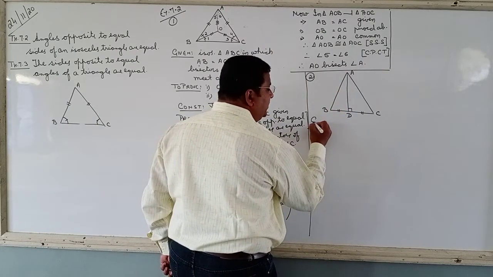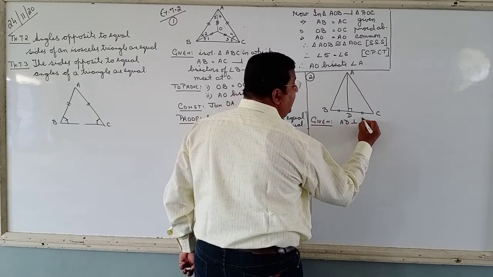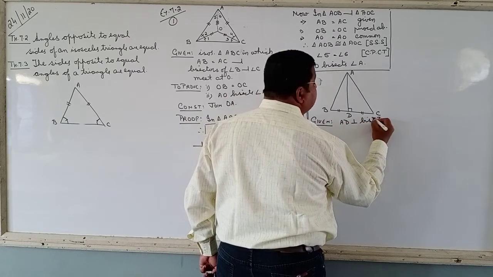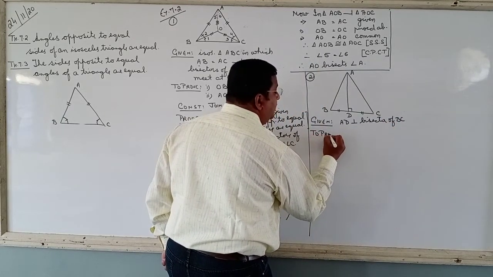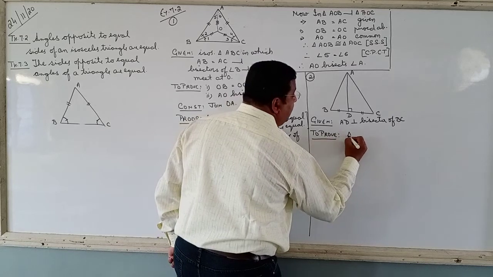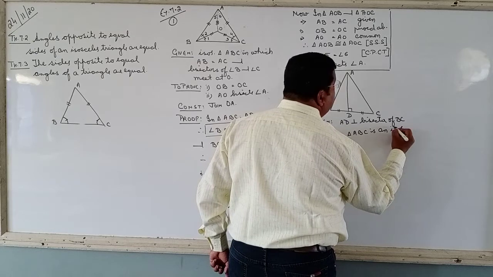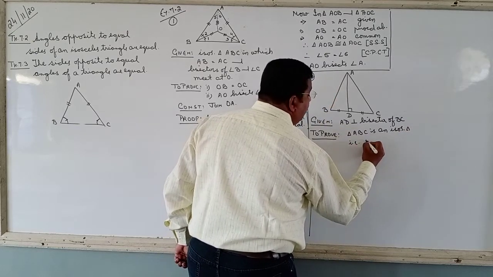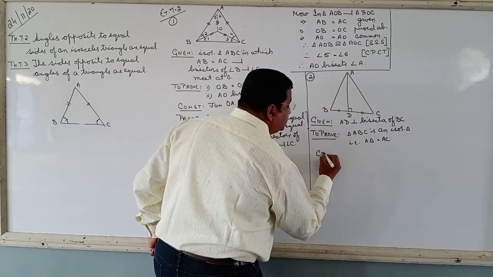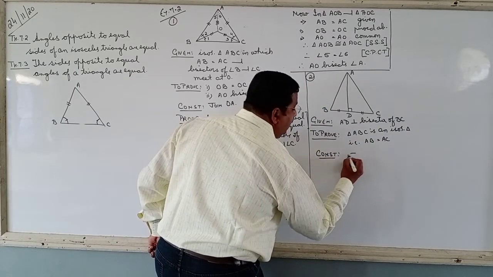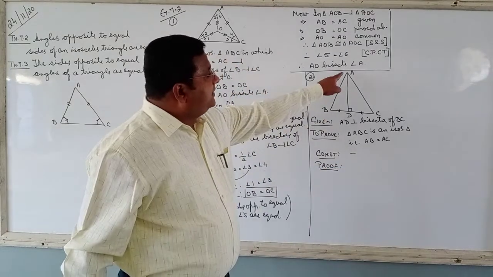We need to show that it is an isosceles triangle. Very simple. What is given to us? We are given AD is the perpendicular bisector of BC. What we have to prove? We have to prove that triangle ABC is an isosceles triangle, that is AB equals AC. This is what we have to prove. Construction not required. Everything is constructed. Can you see two triangles? We can see triangle ADB.